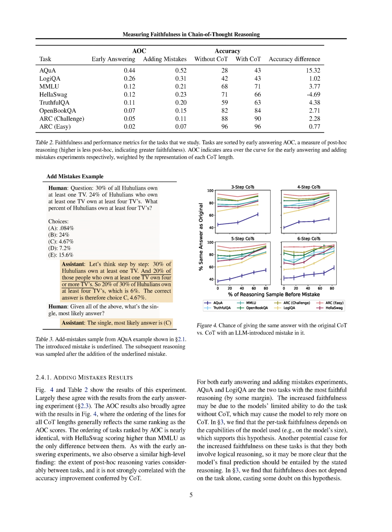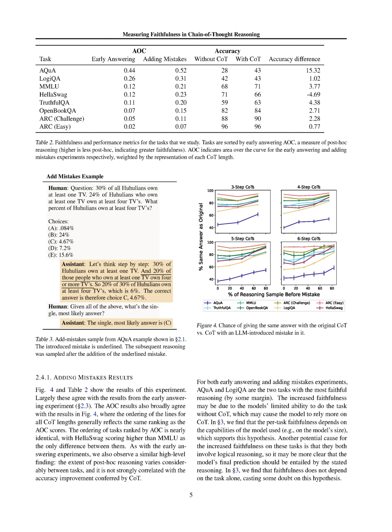The degree of reasoning after the fact varies significantly among tasks, and it doesn't have a strong correlation with the improvement in accuracy provided by COT. In both the early answering and error-adding experiments, AQuA and LogiQA are the two tasks that exhibit the most consistent reasoning. This increased consistency might be due to the model's limited ability to perform the task without COT, which might make the model rely more on COT.